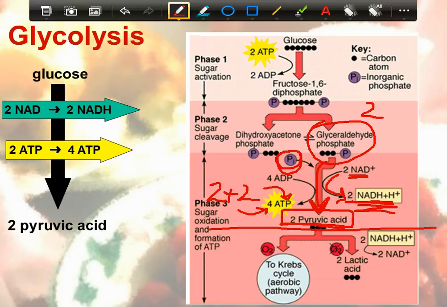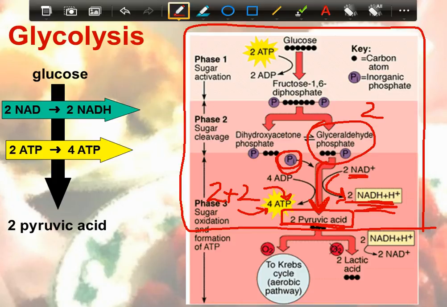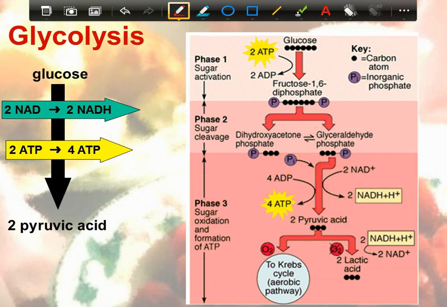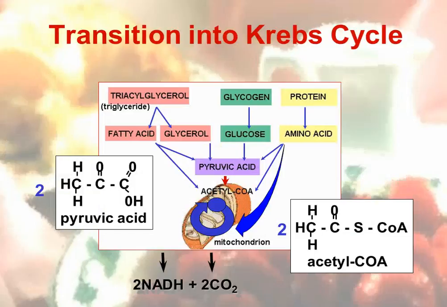That's glycolysis right there. That's it. Here's the 2 NADHs we made, 2 electron carriers. There's your 4 ATP. Now, we had to input 2. We got 4. So our net really is only 2. We've only made 2. We had to put 2 in to get 4. That's glycolysis. There's nothing else to say.